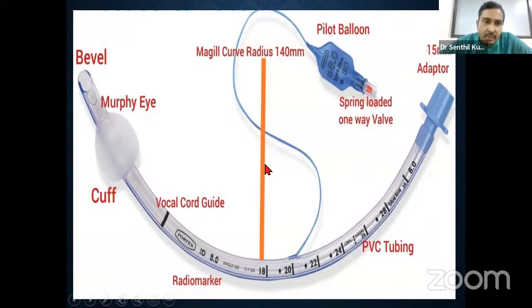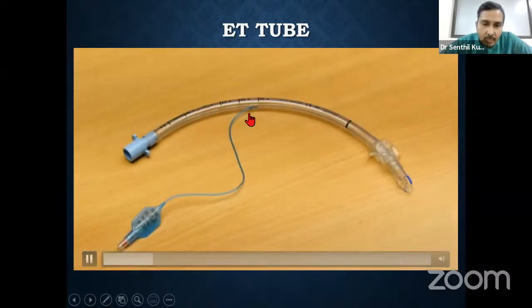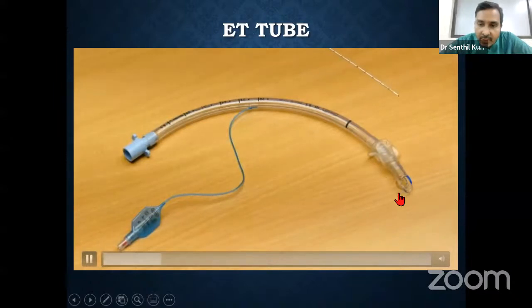So this is the picture of the endotracheal tube. You can see the patient end and the machine end, and you can see the bevel, Murphy side, cuff, vocal cord guide, and other markings which are all there. And at the machine end, you have the universal adapter. So let us see a small video of the anatomy of this endotracheal tube. So here you can see the Portex endotracheal tube. So from the patient end to machine end, if we trace, we are having the following structures.